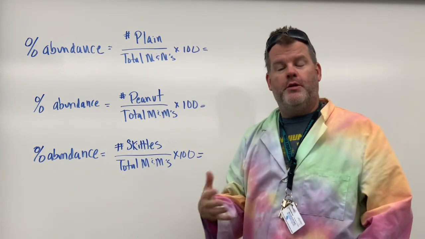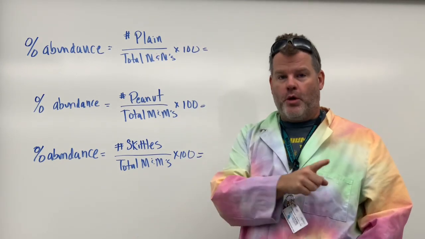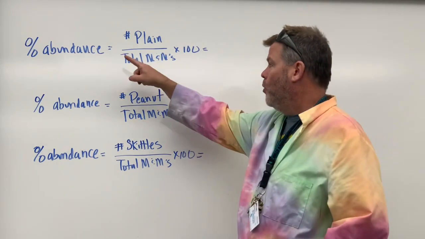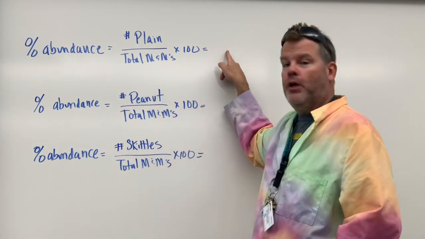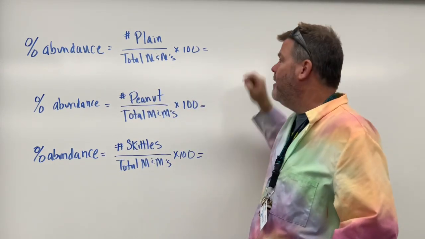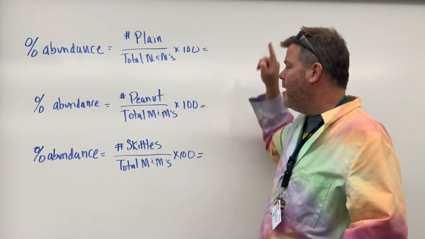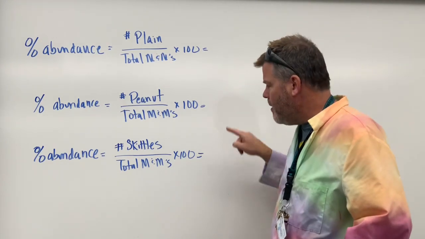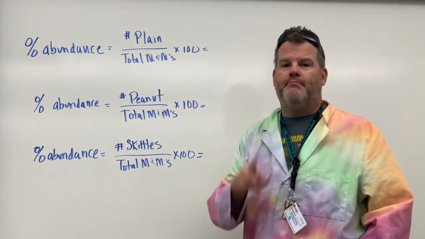So on your lab, and don't forget to show your work, write out the formula, then plug in the numbers, do your math, and figure out the percent abundance for plain, the percent abundance for peanut, and the percent abundance for Skittles. Don't forget, show your work.